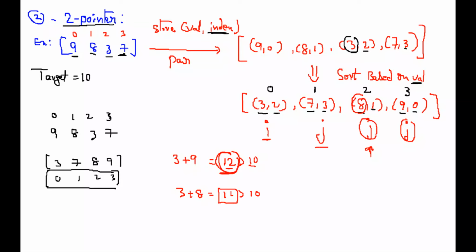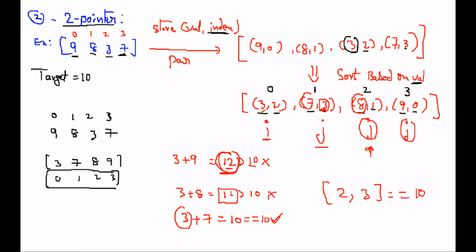Now what is the i value? Your i value is right now fixed. 3 plus what is the j value? 7, which is equal to 10, which is equal to our target value. This is not accepted, but this is accepted. So what is the index of the element 3? The index of the element 3 is 2. And what is the index of the element 7? The index of the element 7 is 3. So now this is the pair which is giving the required sum equal to 10. That means the elements at indices 2 and 3 give the required sum of 10.